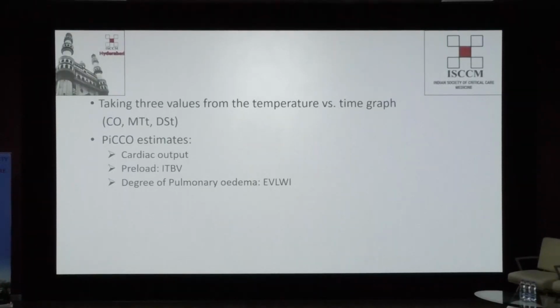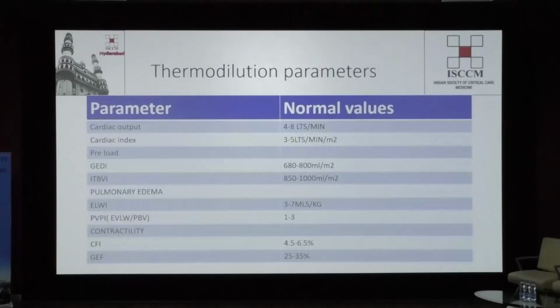So taking these three values from the temperature and time graph, like cardiac output, MTT and DSD, PiCCO estimates your cardiac output, PiCCO estimates your preload, which is nothing but your intrathoracic blood volume, and degree of pulmonary edema, which is nothing but your extravascular lung water index. The index and volumes are the same. If you divide by your body weight, body surface area, you'll get an index here. So both the values are nearly the same.